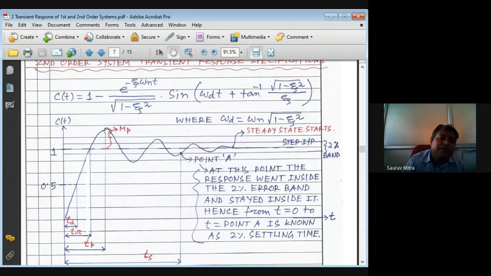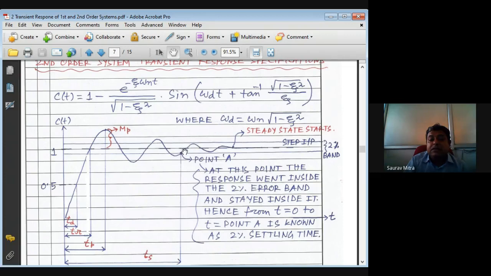Error is nothing but, here the error is maximum, because the final output value is 1 and here suppose it is 1.36. So how much is the percentage overshoot? If this amplitude Mp is 1.36 and the output value is 1, the maximum deviation occurs at peak time, so that is 36%. So percentage Mp will be 36%. And that percentage is reducing.